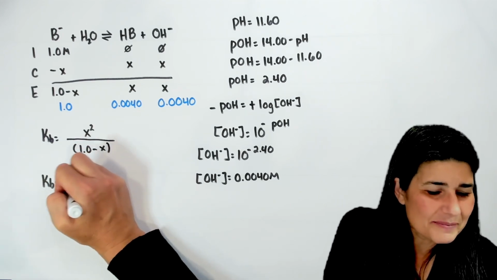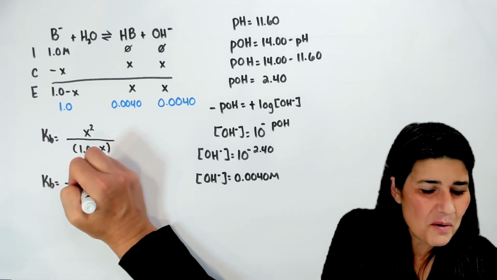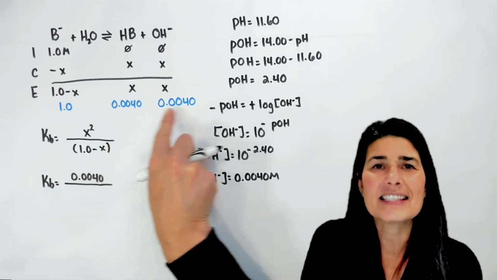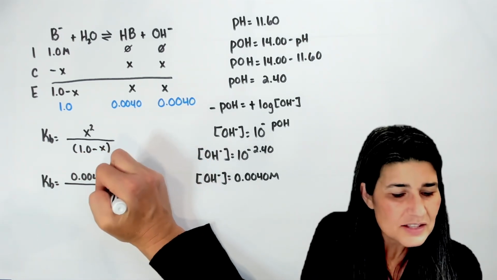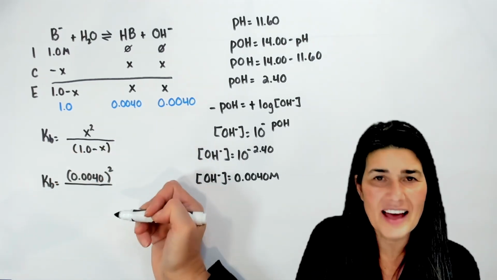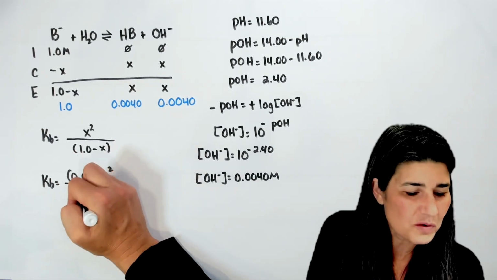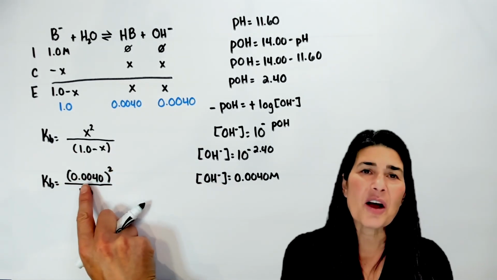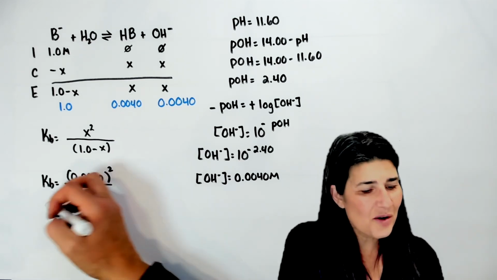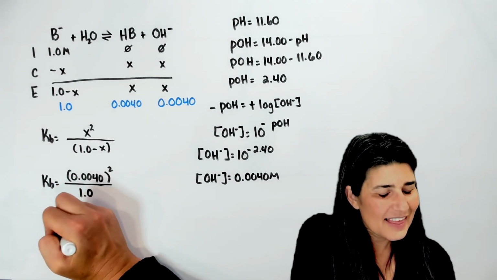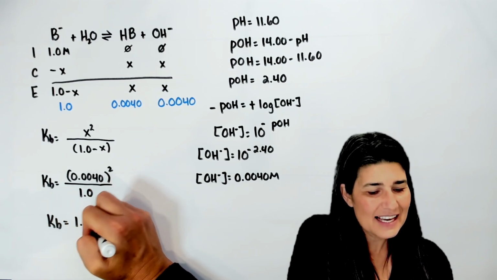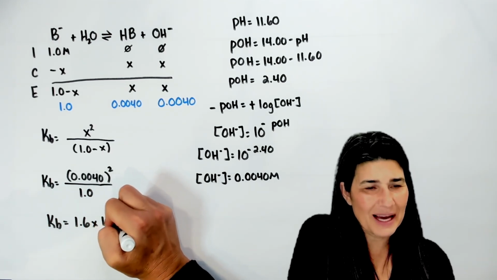Kb equals on top 0.0040, and that is going to be multiplied by itself. So we're going to go ahead and square that, and that is over 1.0. So if we take 0.0040 and square it, the Kb ends up being 1.6 times 10 to the minus 5.